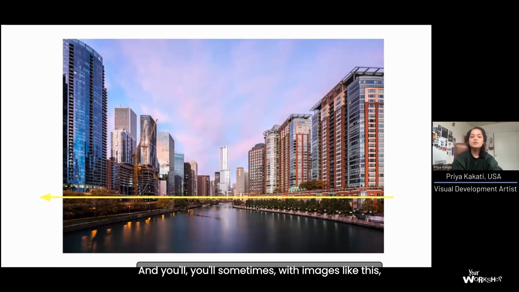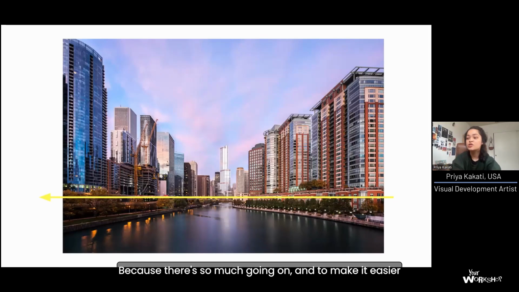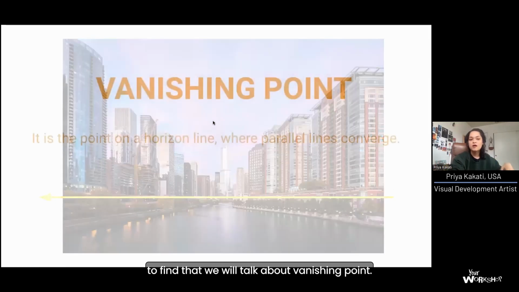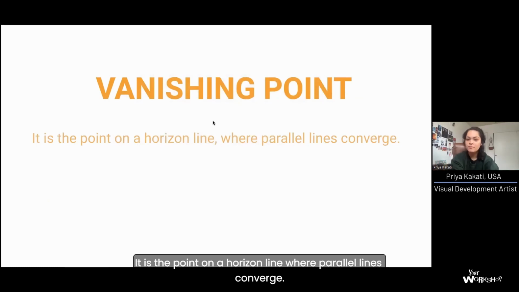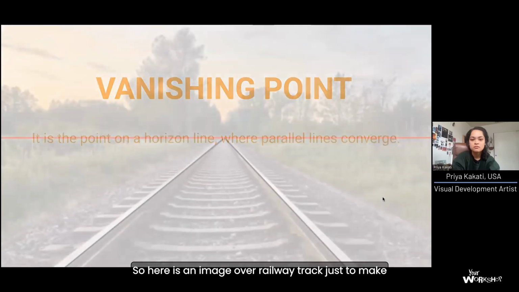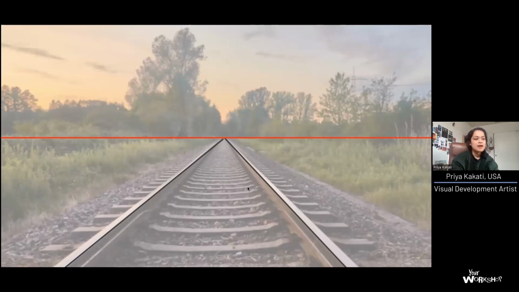With images like this, it is sometimes difficult to find the horizon line because there's so much going on. To make it easier to find, we will talk about vanishing point. It is the point on a horizon line where parallel lines converge. Here is an image of a railway track, just to make it easier to understand what a vanishing point is.